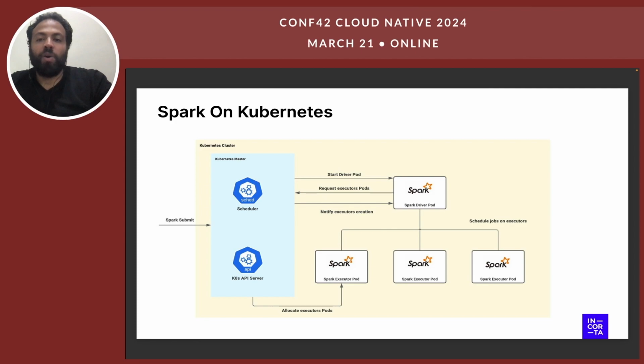Let's dive into how Spark works on Kubernetes. As you see in this diagram, the client will start to submit the Spark job into Kubernetes. To run the Spark driver in Kubernetes, we have two modes. The first one is the client mode, which means the driver will still be running on the client side. The second mode is cluster mode, which means the driver will be running as a pod inside Kubernetes.